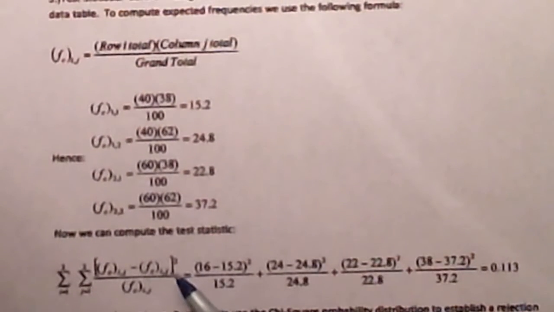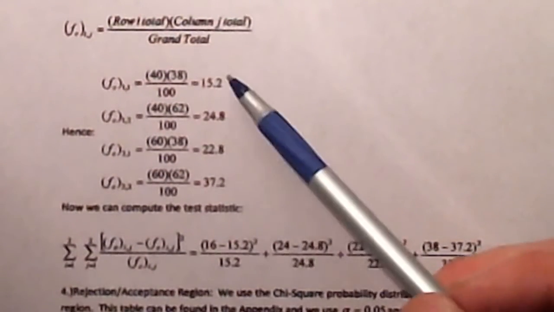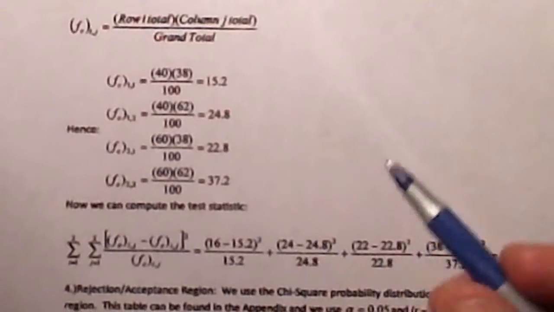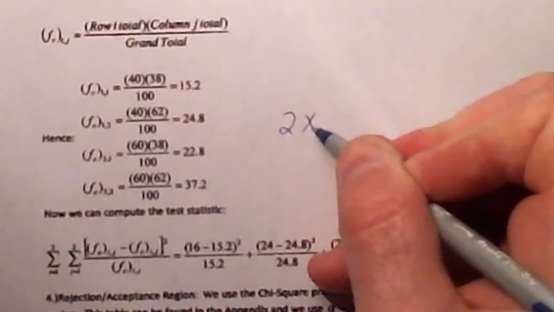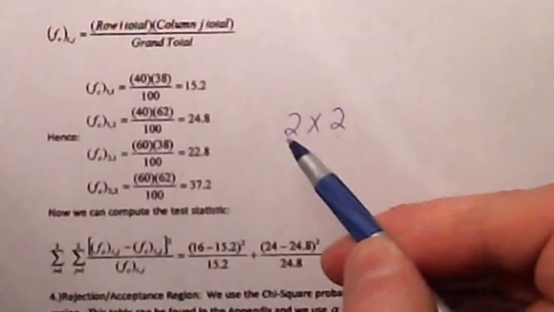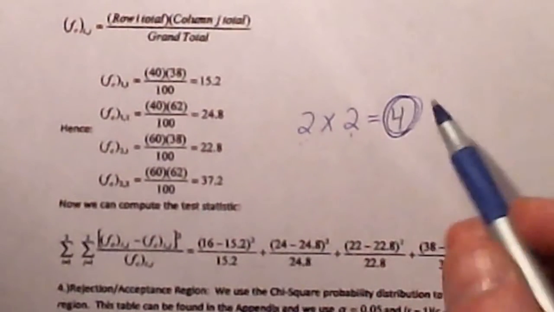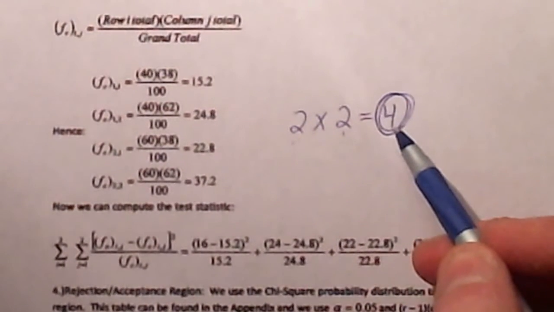So in computing our test statistic, now that we have our expected frequencies computed, and notice we have 4 expected frequencies because again we had a 2 by 2 contingency table, 2 rows by 2 columns, and 2 times 2 is equal to 4. That's why we have 4 expected frequencies, 1 for each cell of our table.